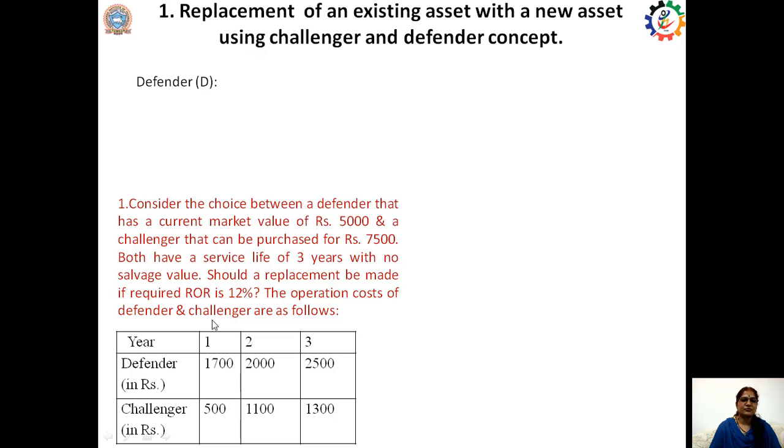The operation costs of defender and challenger are given below, year-wise. Now, while solving replacement problems, there are two possibilities: either use the annual cost method or the present worth method. The annual worth method is more preferable because even if unequal lives are there, we can solve very conveniently and easily. So I'm adopting the annual worth method throughout. Let us start with the solution now. Defender, that is the existing machine.